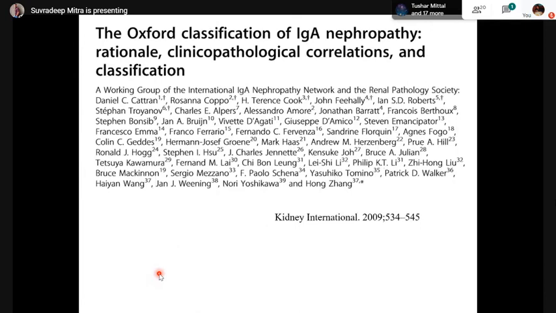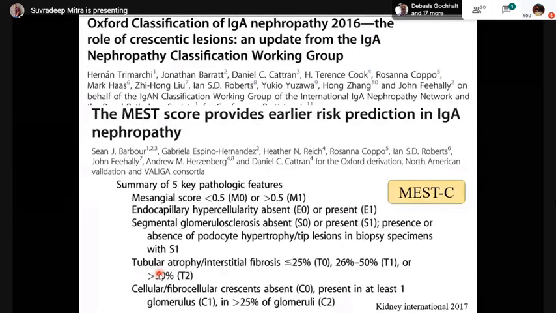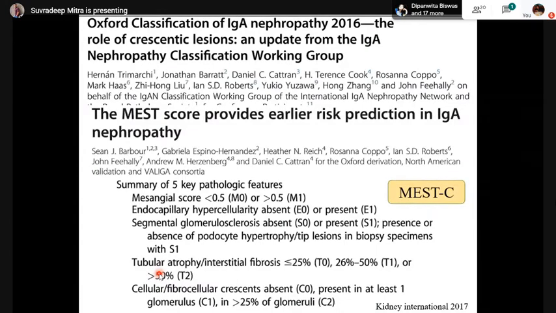So to classify IgA nephropathy, when we see the biopsy of IgA nephropathy, there is a classification which was proposed in 2009, and they have found that there are 4 main morphological parameters which actually correlate to the prognosis of the disease. These are known as MEST.